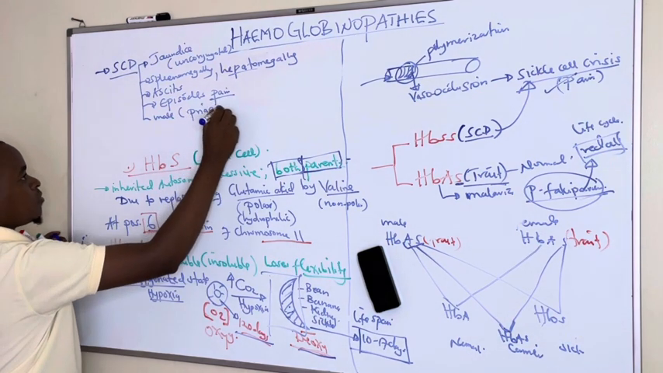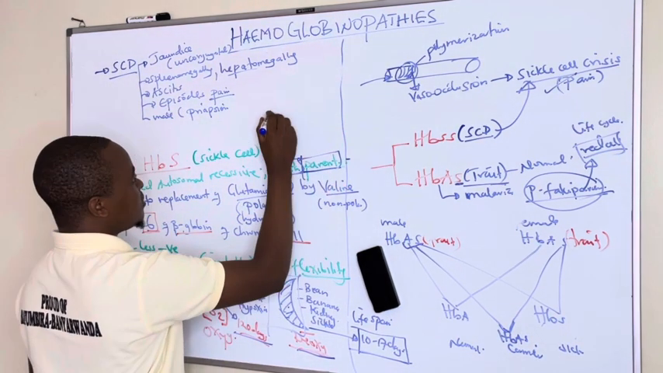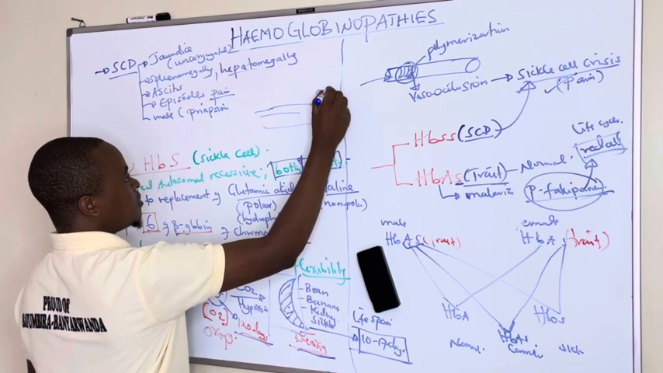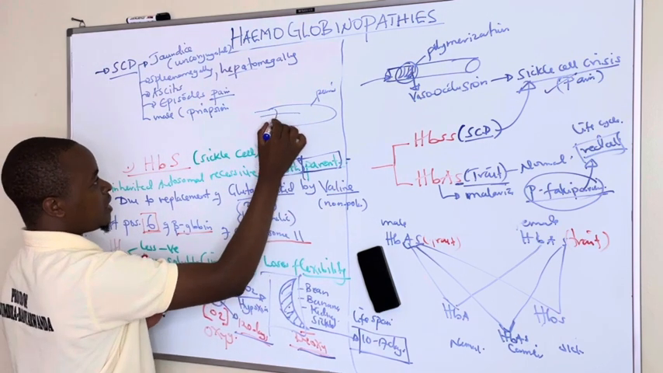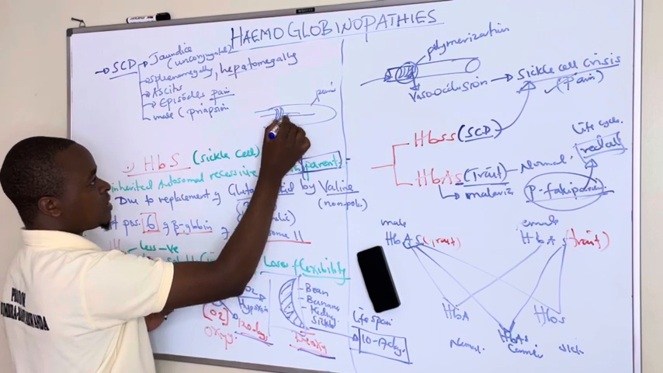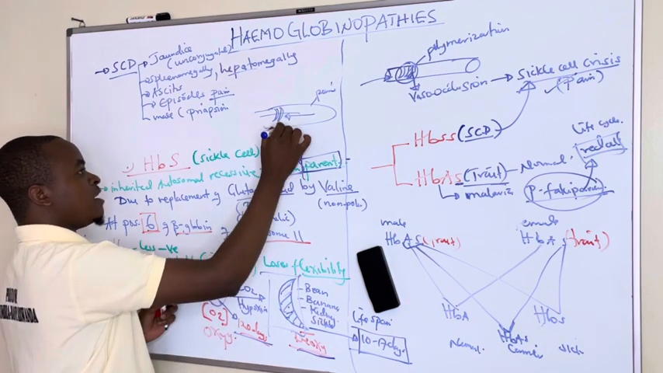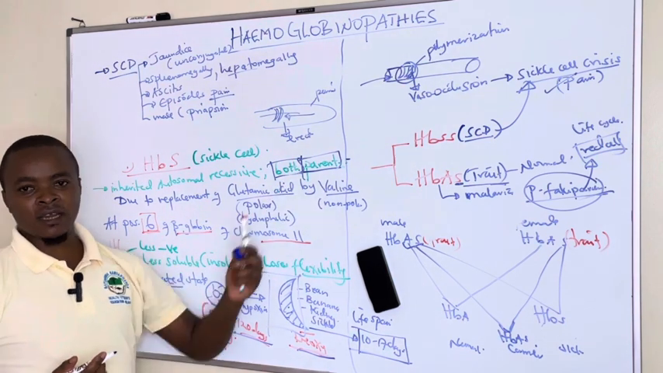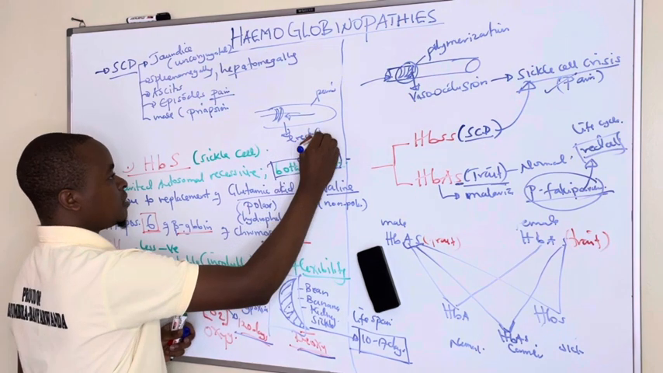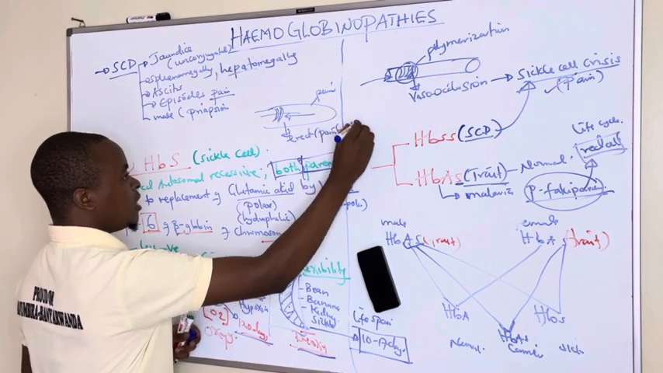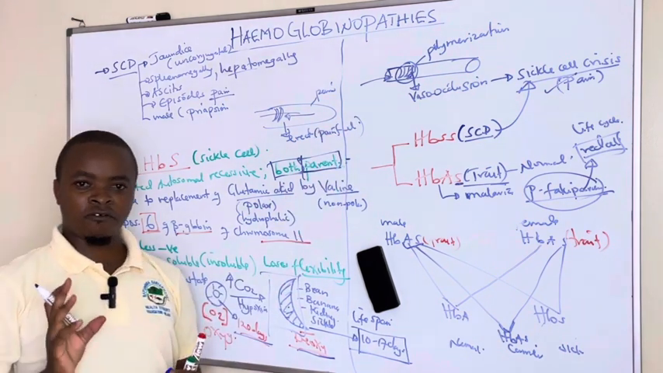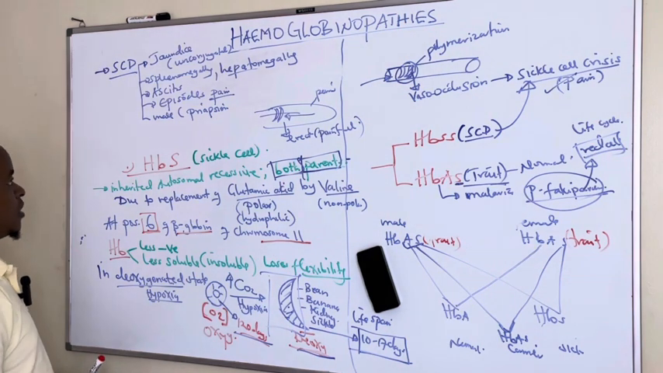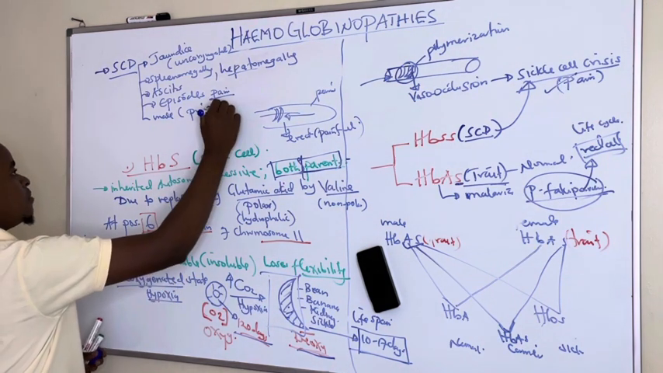Priapism, whereby if this is the penis, it has a vein which is draining blood, and these veins are blocked by sickle cells, so there is no venous return. And you find this male can remain erect for long, and it is always managed medically. This is a painful erection due to blockage of the veins supplying the penis, and it is always managed in the hospital. That is what we call priapism.